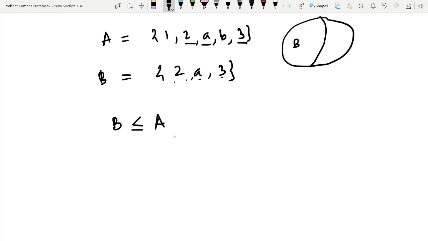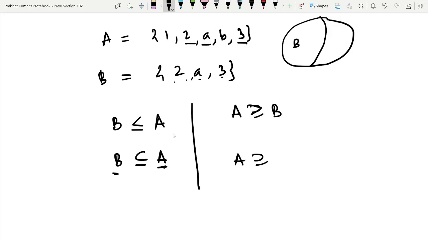But since these are not numbers, we do not exactly use this symbol. We use a curly type of symbol, which means B is a subset of A. This means in some sense A is bigger than B, because B is a part of A. So for special sets where one is contained inside the other, we can define this. Similarly, we can say A is somehow greater than B, which we write like this.